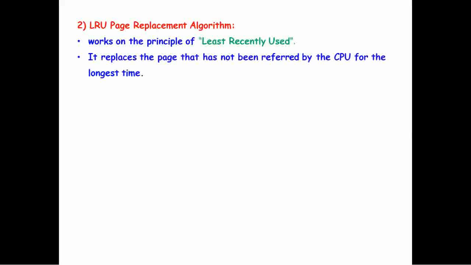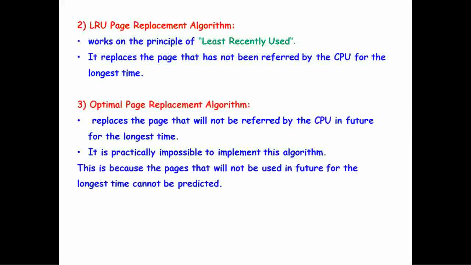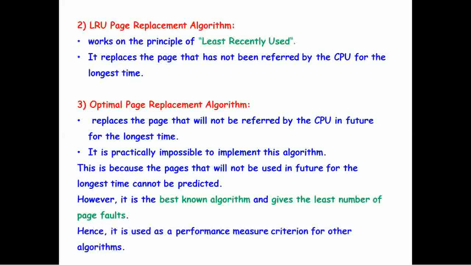The next algorithm is the optimal page replacement algorithm. It replaces the page that will not be referred by the CPU in future for the longest time. This is practically impossible. This is because the pages that will not be used in future for the longest time cannot be predicted, and hence it is practically impossible. However, it's the best known algorithm and it gives the least number of page faults. Hence, this is used as a performance measure criterion for comparing with other algorithms.